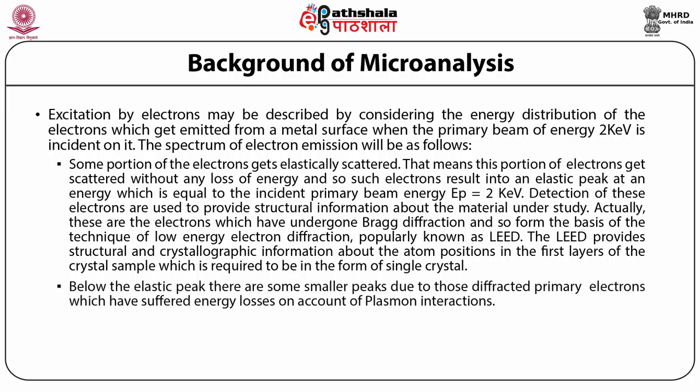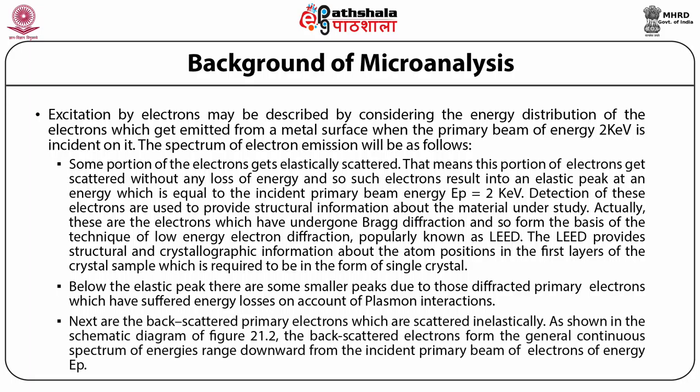Number two, below the elastic peak, there are some smaller peaks due to those diffracted primary electrons which have suffered energy losses on account of plasmon interactions. Number three, next are the backscattered primary electrons, which are scattered inelastically. As shown in the schematic diagram of figure 21.2, the backscattered electrons form the general continuous spectrum of energies ranging downward from the incident primary beam of electrons of energy E P.